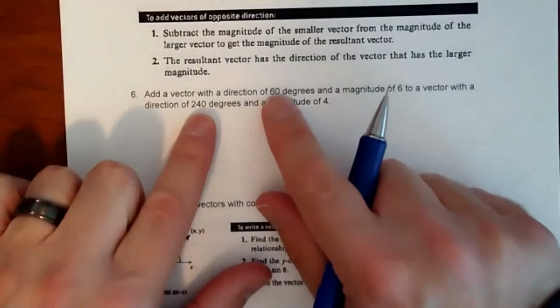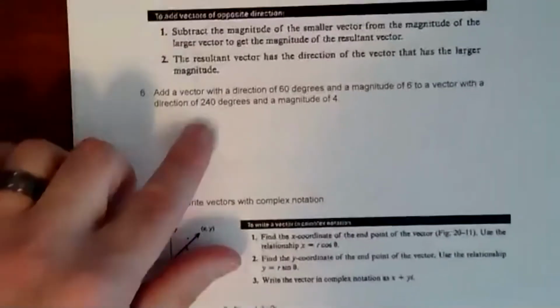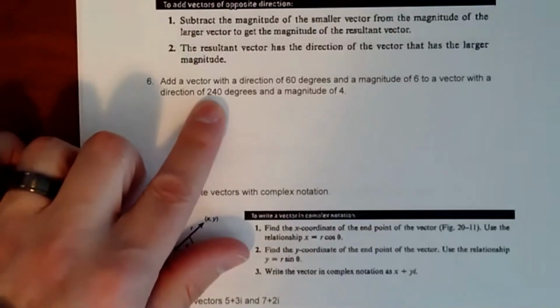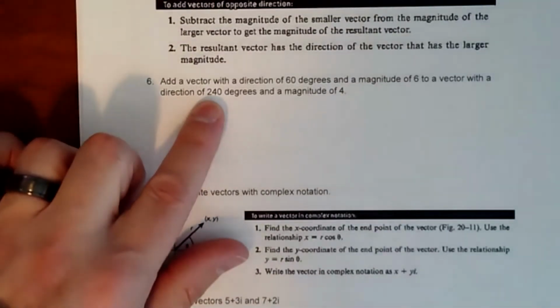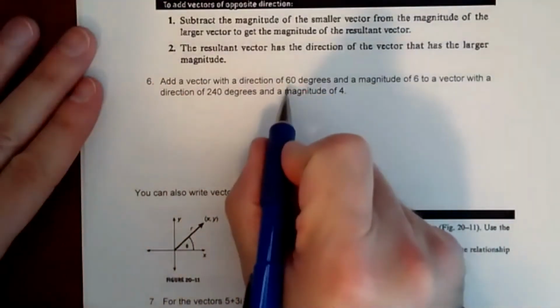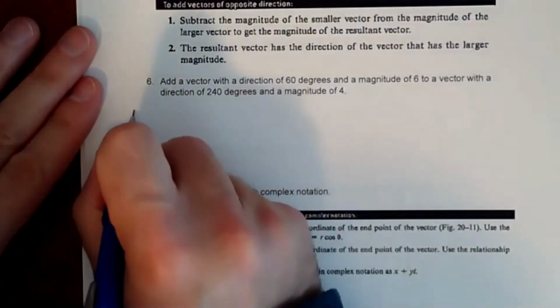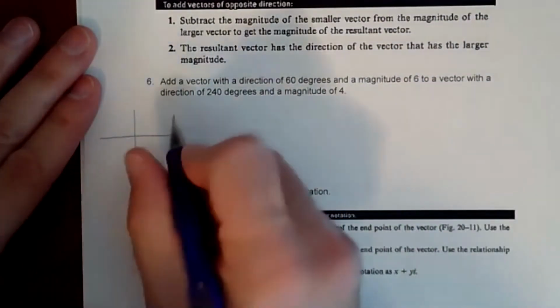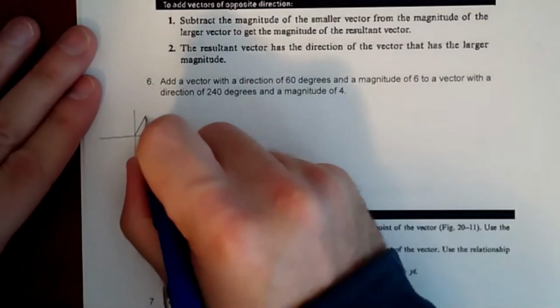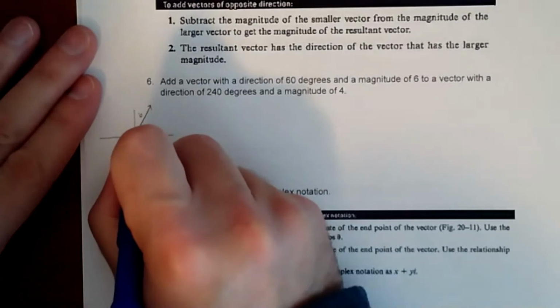Now, this 240, we really haven't talked about what 240 degrees looks like. Okay, we haven't really gone past about 90 degrees. So here's kind of the visual of what you have going on. You have a vector going 60 degrees with a magnitude of 6. So let me draw that one. So a vector of 60 degrees going out 6.